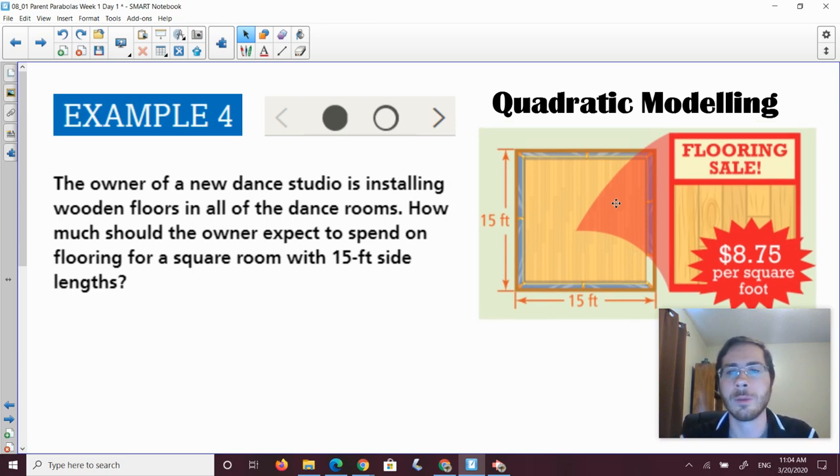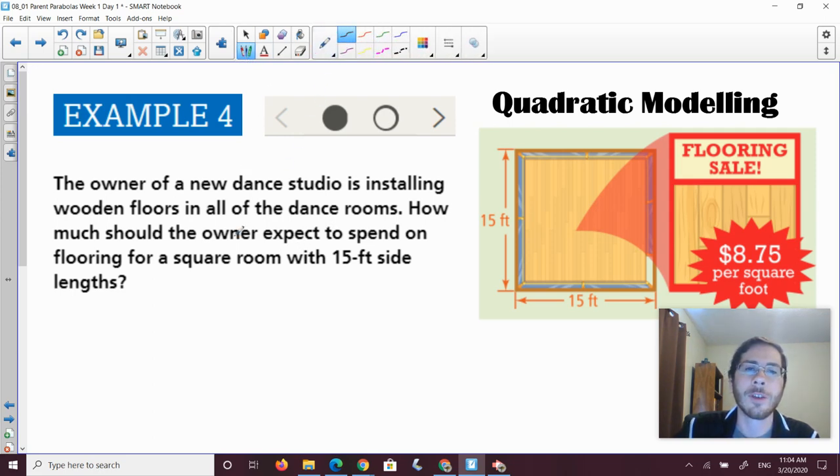So we refit our dance studio with new wooden flooring. So we have to find out how much we want to spend on the flooring, given that our room is a 15-foot by 15-foot room. So let's see. I'm going to model this first with an equation. So if I want to find the size of the room, it's a square. I know the equation for a square is that the area of a square is just the side length squared.